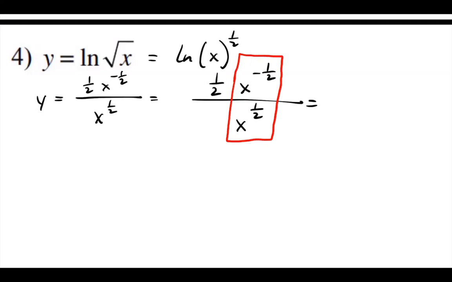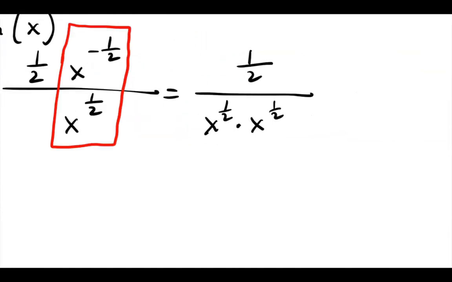You can bring it down. That's one way to do it for sure. So if I bring it down, I got x to the 1/2 times x to the 1/2, and then on top, I have 1/2 still. So what do I do with the powers on the bottom? I add them. So 1/4 down here. I can't have a fraction on top of a fraction. It's just kind of a bad look.